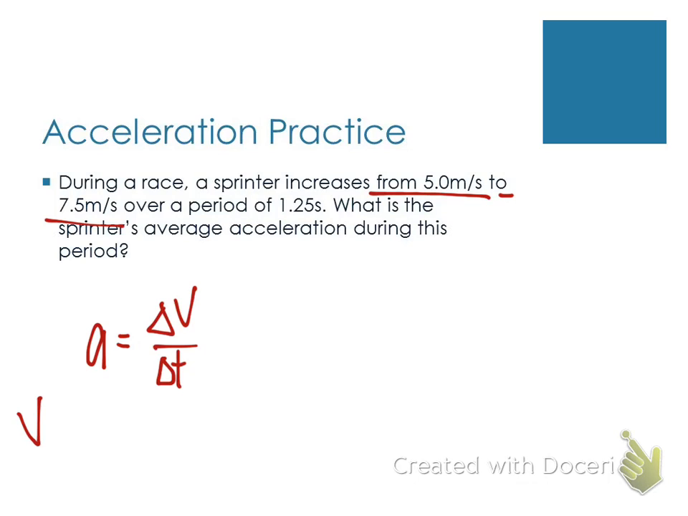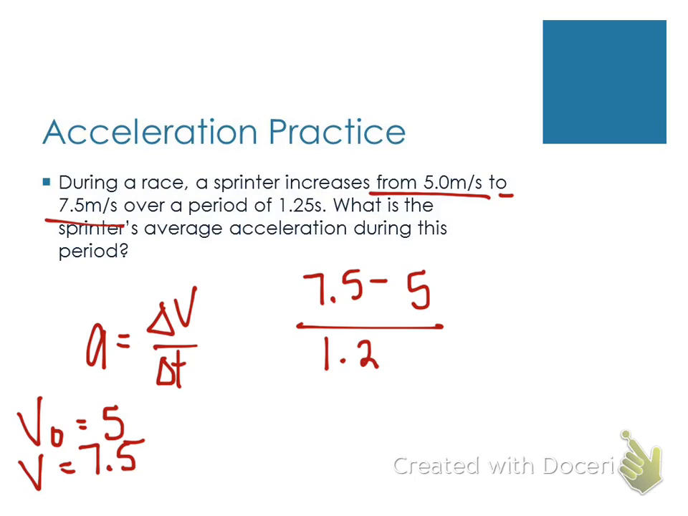Good. So again, your book uses v sub 0 as initial velocity because it's at 0 time. So our initial velocity is 5. Our final velocity is 7.5. So are we speeding up or slowing down? We're speeding up. Good. So our final velocity is 7.5 minus our initial velocity over time.